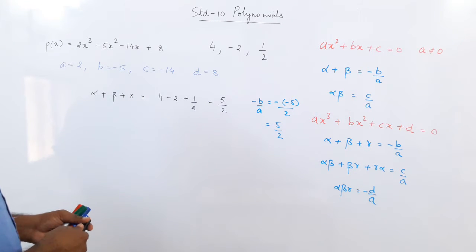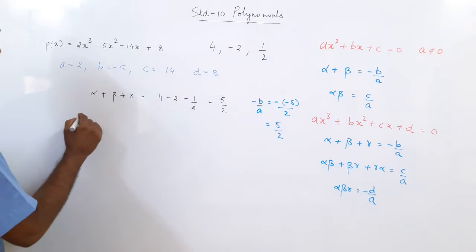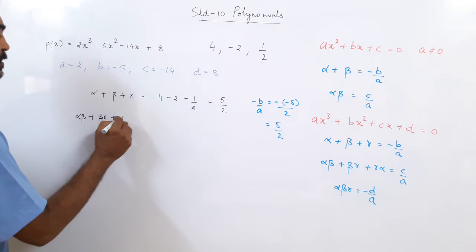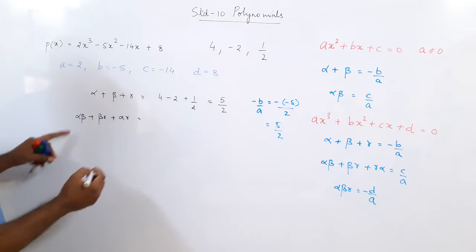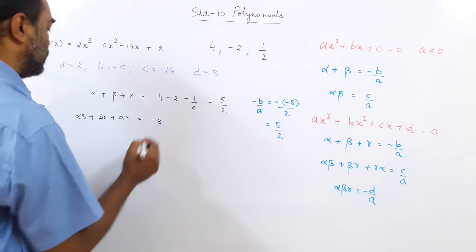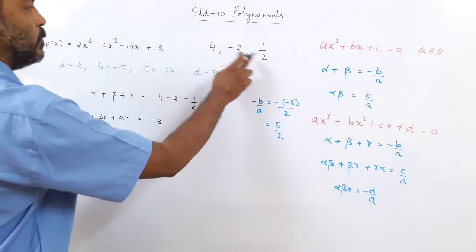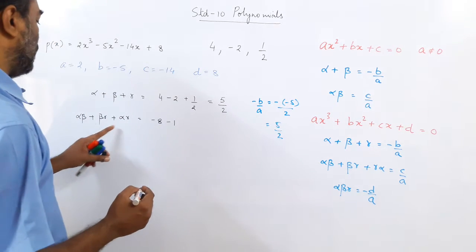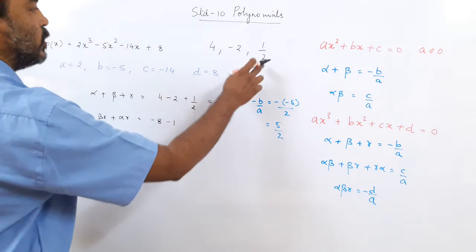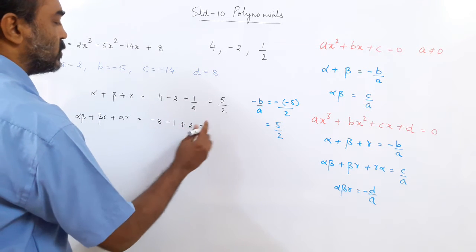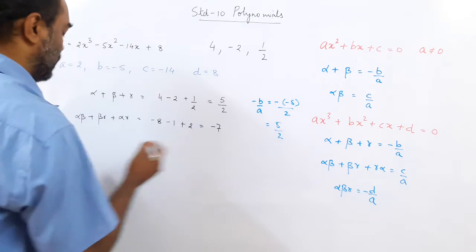The next one, alpha beta plus beta gamma plus alpha gamma. Alpha into beta: 4 into minus 2 is minus 8. Beta gamma: minus 2 into 1 upon 2 is minus 1. And alpha gamma: 4 into 1 by 2, that is 2. So we get minus 9 plus 2, that is minus 7.